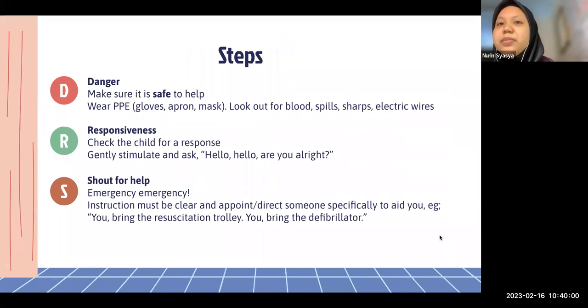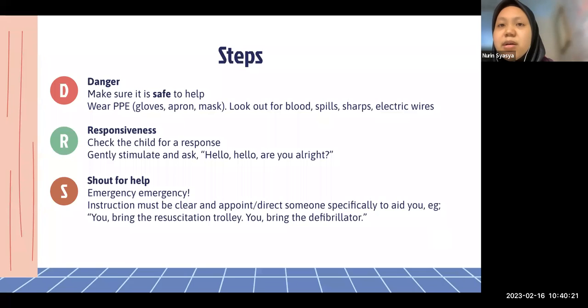Okay, next. The first step is D, which stands for danger. We must ensure that it is safe for us, the healthcare worker, to help the patient. So look for any blood spills or sharp electric wires surrounding the patient. We must also wear PPE if available, personal protective equipment such as gloves, apron, and mask.